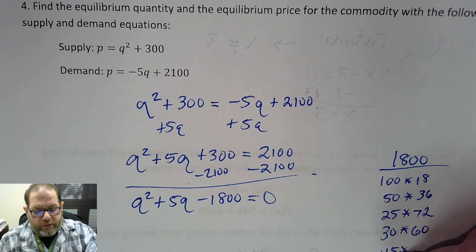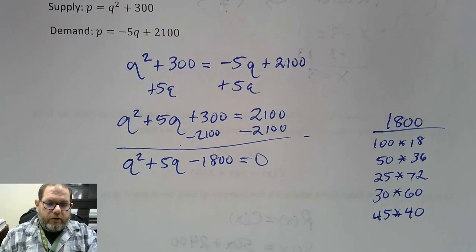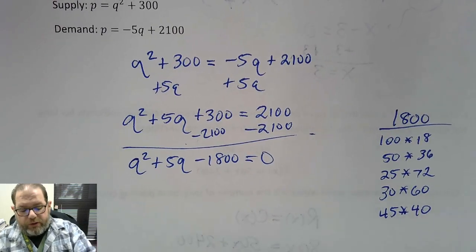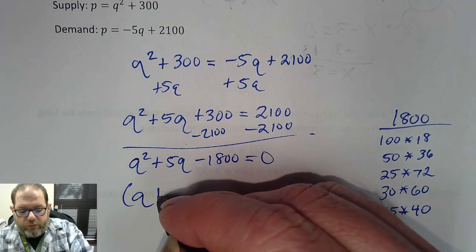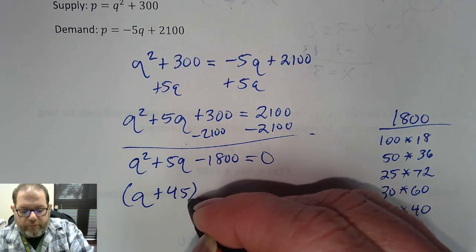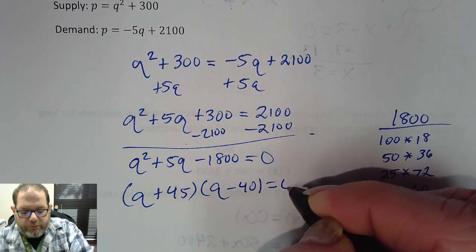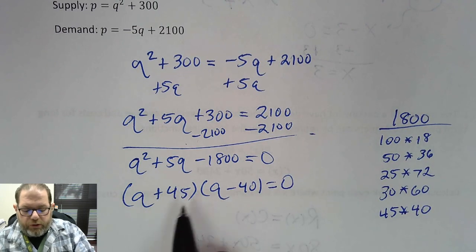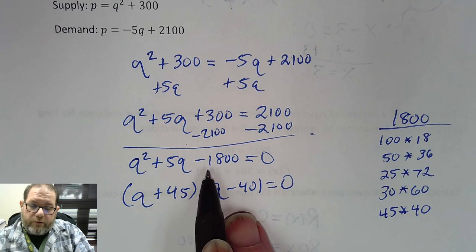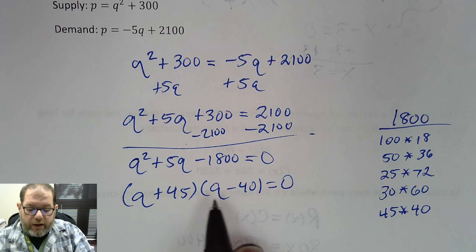45 times 40? Yeah. So that's it. That's actually the combination that we need. So it's q plus 45, q minus 40 equals 0. Okay. We need them to be opposite signs to equal a negative product, and they have to add up to the 5 in the middle.